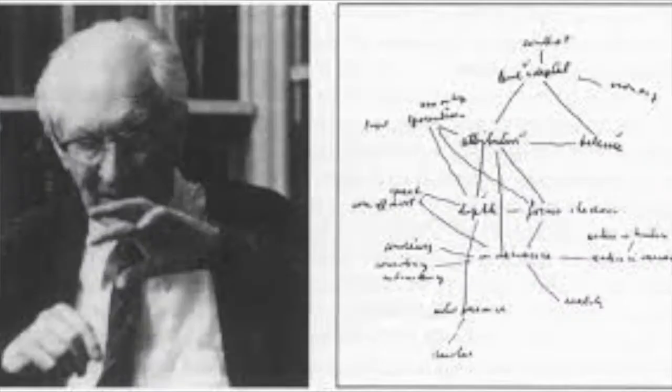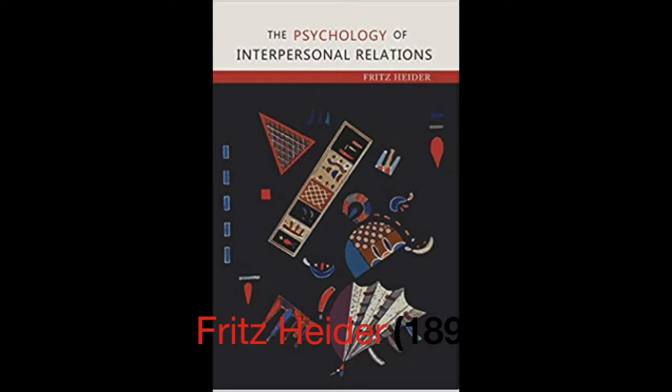So it was in the 1940s. It's an old sociological theory. It was introduced by Heider, particularly for analyzing small groups. So what he observed is the kind of relations that people have in small social groups.